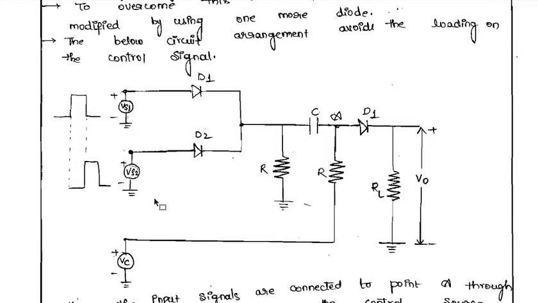Now we have seen that this is the drawback: if the number of input signals has increased, you will get pressure on your control signal. So as to avoid that, we are adding one more diode. Now, all is well, but you will be getting a pedestal. What does pedestal mean?